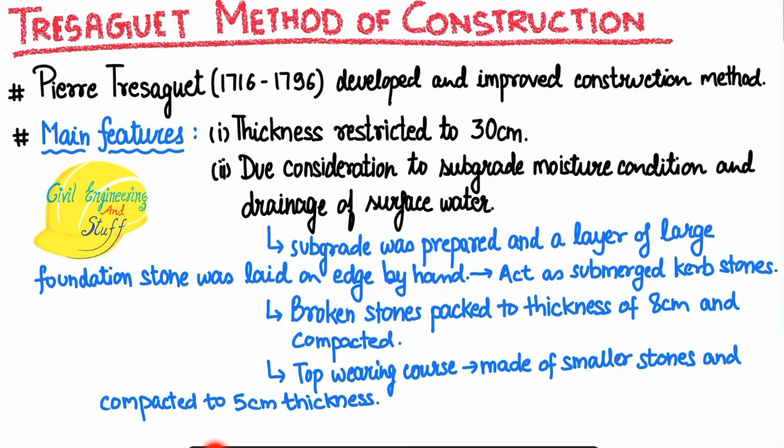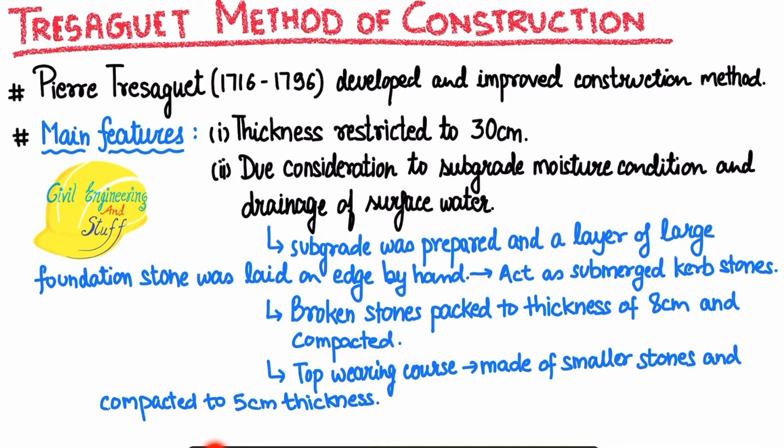So this type of pavement still included curb stones, but it also included a well compacted and properly assessed moisture content containing subgrade. The broken stone was packed to a thickness of 8 centimeter and then again compacted, and the top bearing course was made up of smaller stones and compacted to 5 centimeter thickness. So proper compaction of each layer was done.